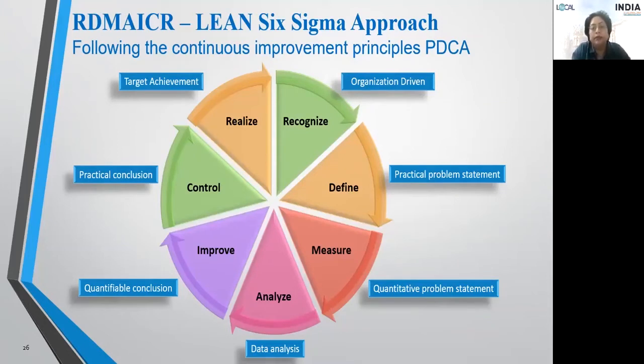In the recognize phase, it is organization driven. The organization recognizes the requirement of the improvement. And then in the define phase, the practical problem statement is defined. And then comes the measure phase, wherein the quantitative problem statement is defined. Then the data analysis is done. Then in the improve phase, the quantifiable conclusion is done, and the practical conclusion is done in the control phase. Then the target is achieved in the realize phase.